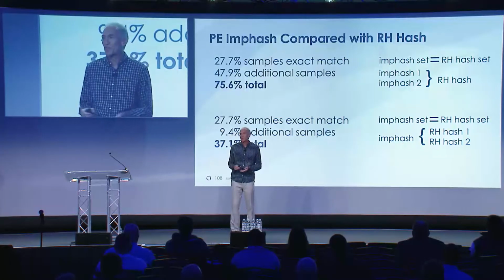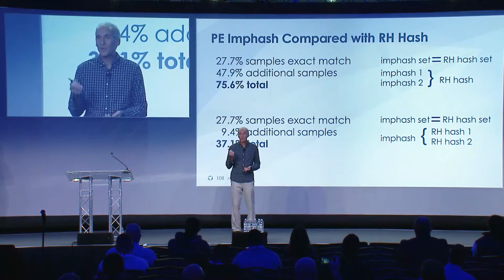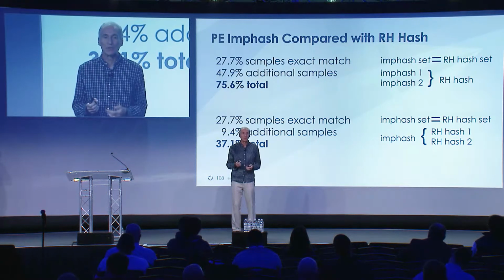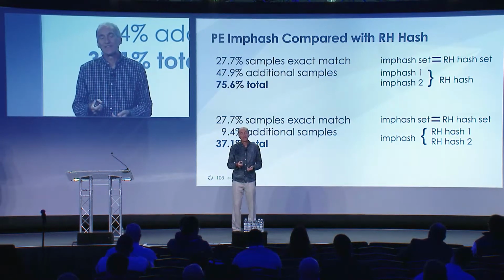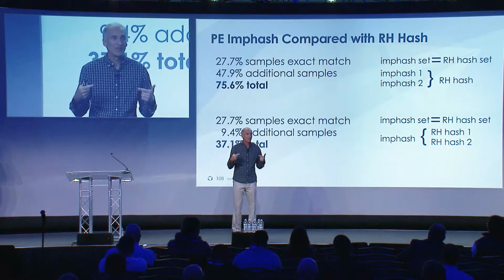So with that in mind, I computed this for the 5.7 million samples, all the clusterings. These top numbers are starting from the point of view of the rich header hash. Can I match it with import hashes? And the bottom is the reverse of that. So the first line of this data, 27% of the samples have that exact match. 20% of the time, it's that redundant information.